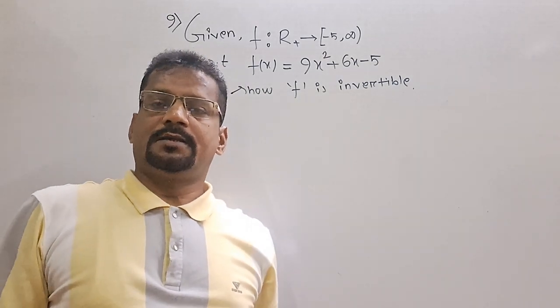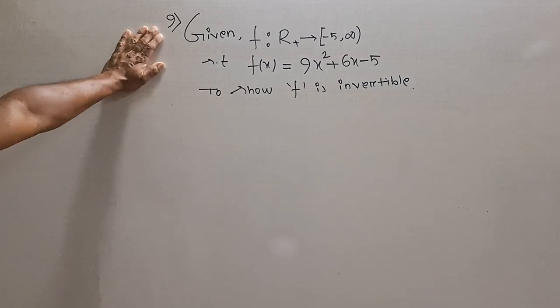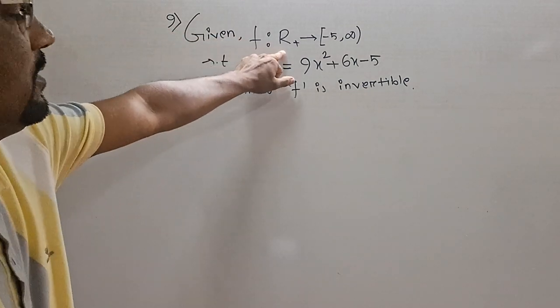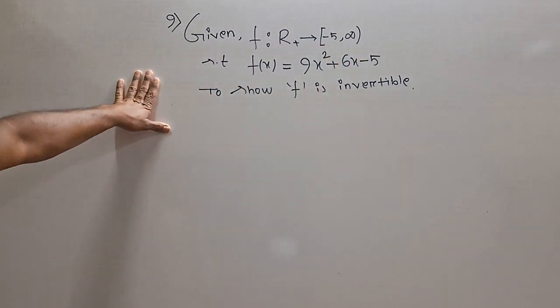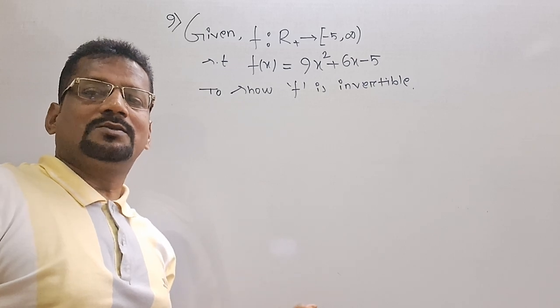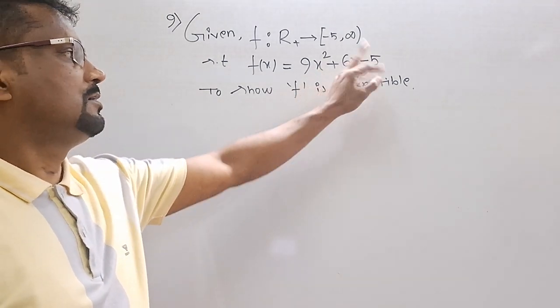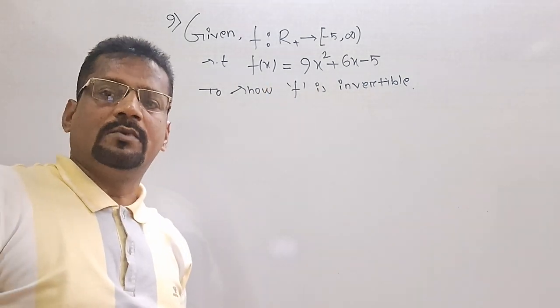Class 12 Maths NCERT textbook question. It is your question number 9. In this question it is asked, f is a function from the set of non-negative real numbers to the codomain [-5, infinity), that's a semi-closed interval. And the function f(x) is given as a quadratic polynomial, 9x squared plus 6x minus 5. You have to show that f is invertible.